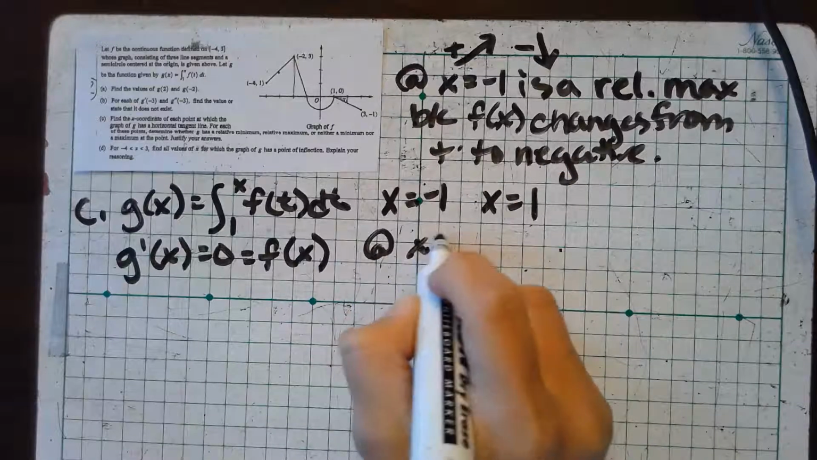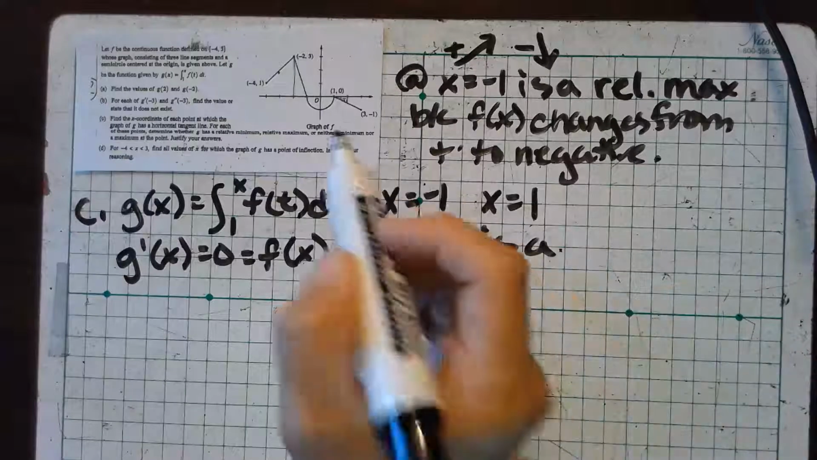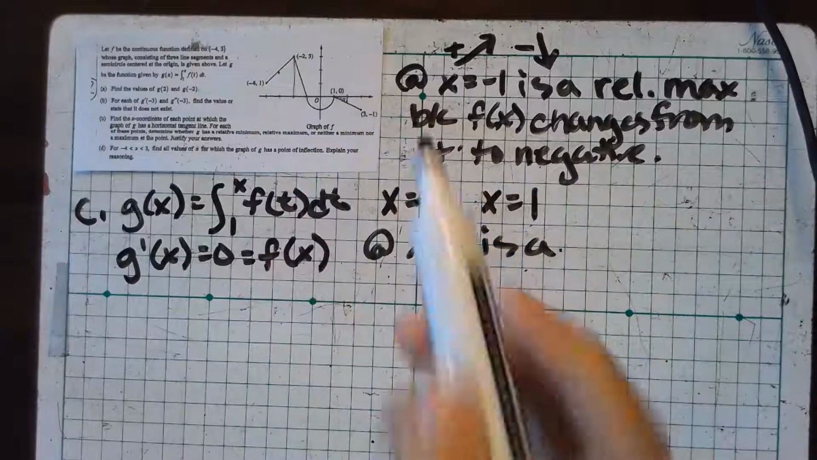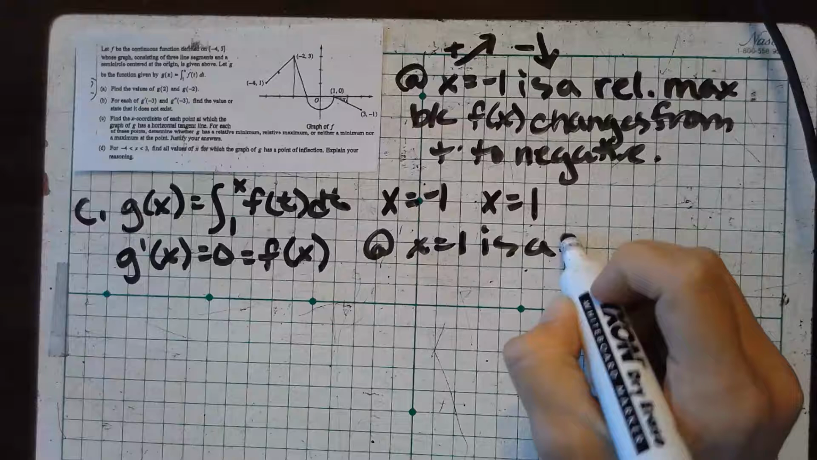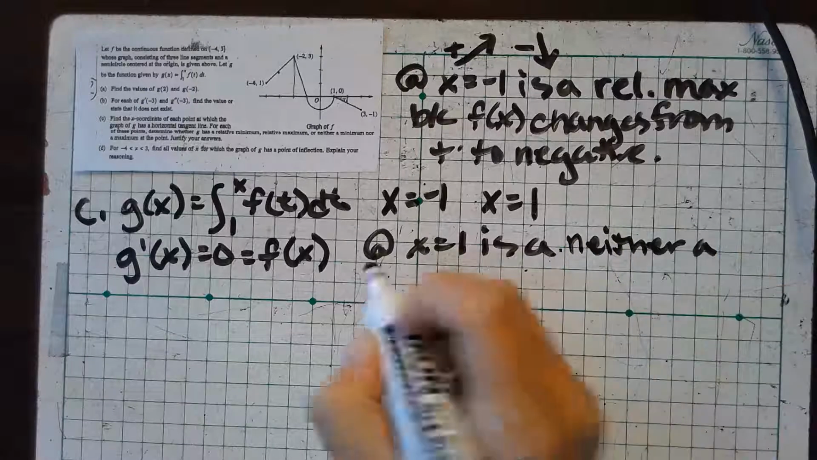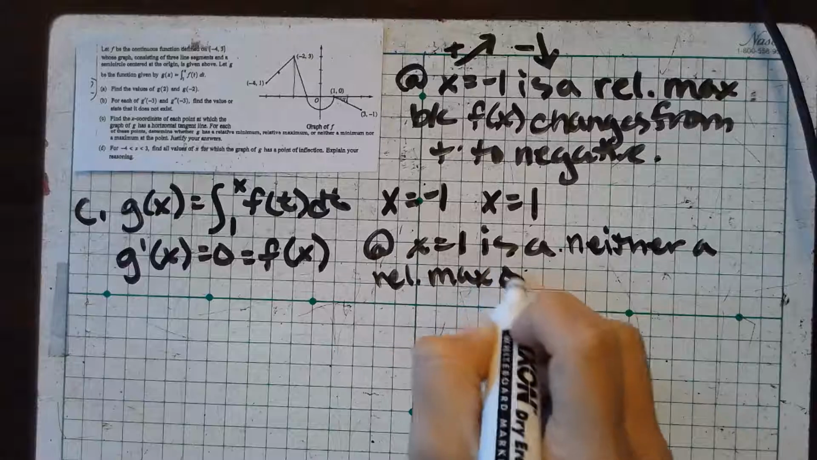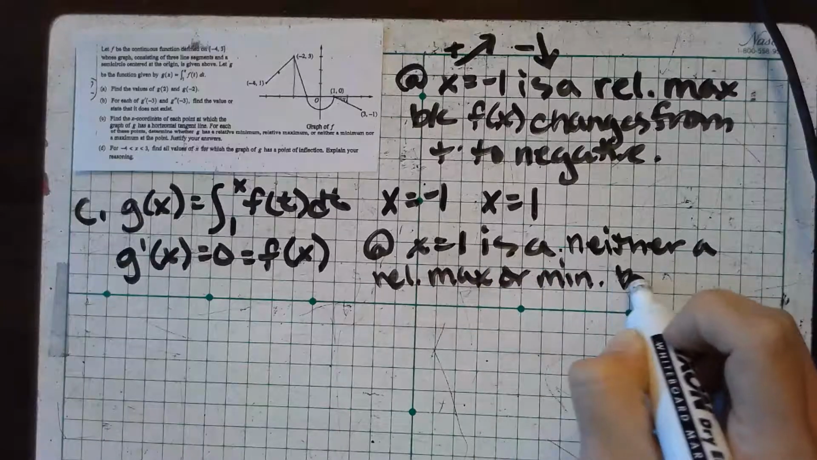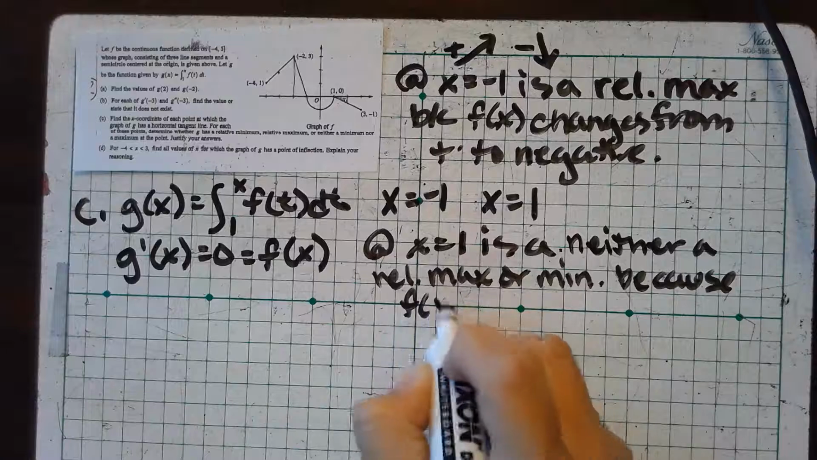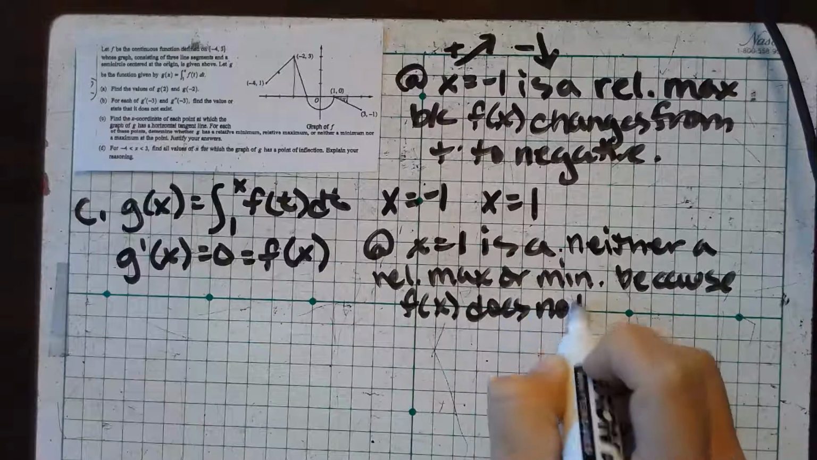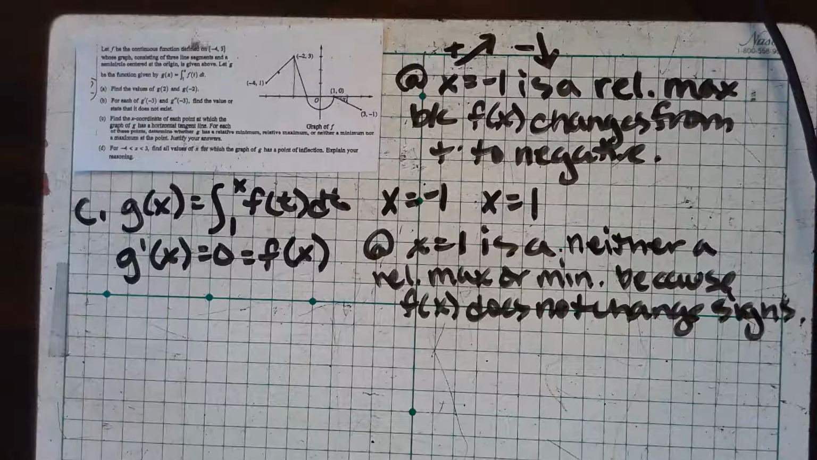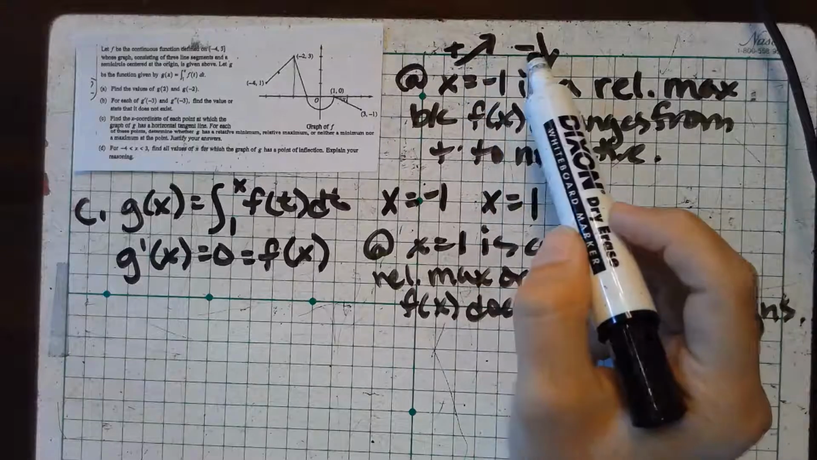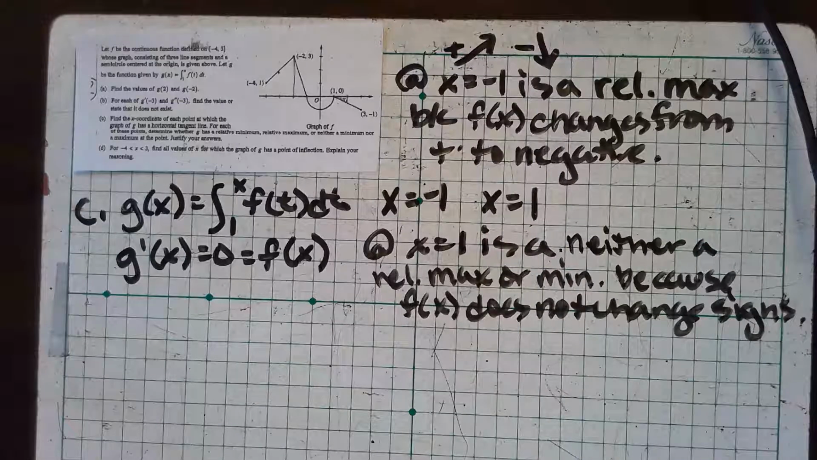from positive to negative. And you can put the negative sign if you want. And then at x equals 1, I think it's negative, oh, but negative. So that means it is neither a relative max or min because f of x does not change signs. It has to change either from positive to negative or negative to positive for it to be a relative max or min.